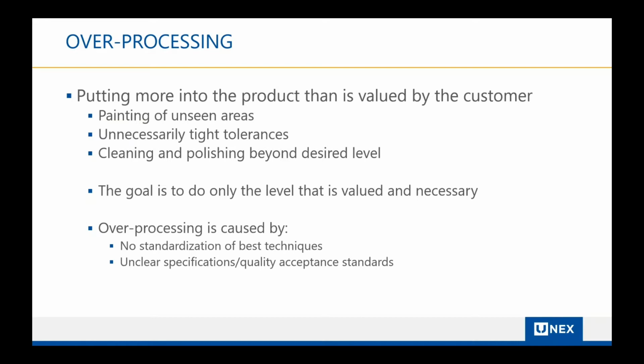And overprocessing can be caused by no standardization. One work cell might do the job differently than the guy next to him just because nobody ever told them how it should be done, or they never were part of the process in creating the standardization of work. So make sure the specifications and standards are laid out to the leanest method.